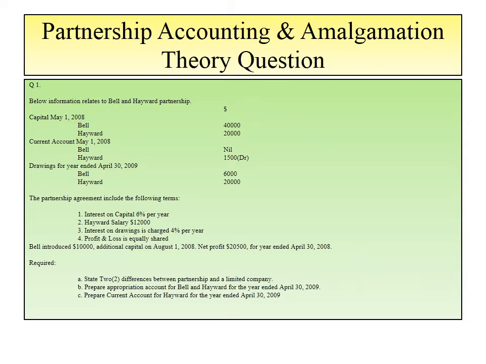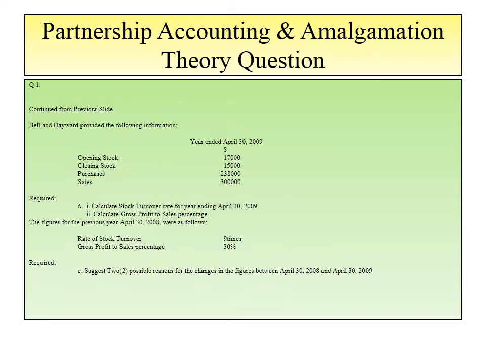The requirement is to state two differences between a partnership and a limited company, prepare the appropriation account for Bell and Hayward for the year ended April 30, 2009, and prepare the current account for Hayward for the year ended April 30. Now to the second slide. This is the second part of the question.